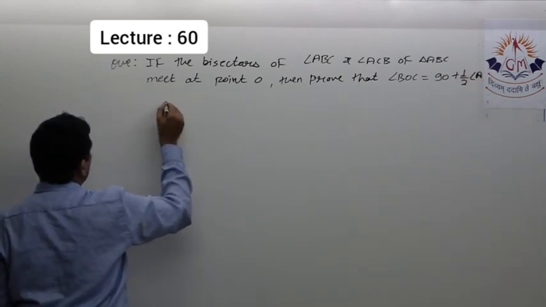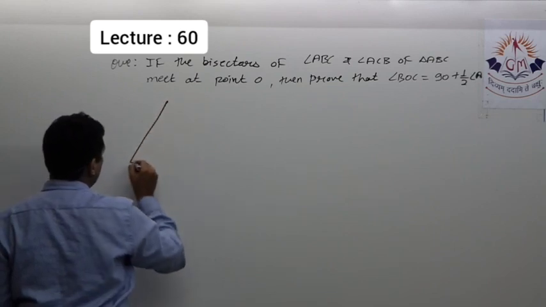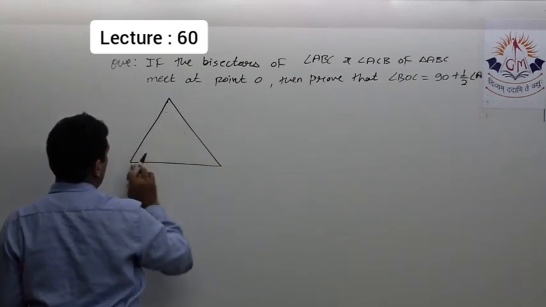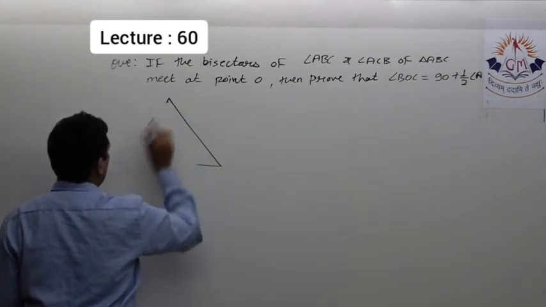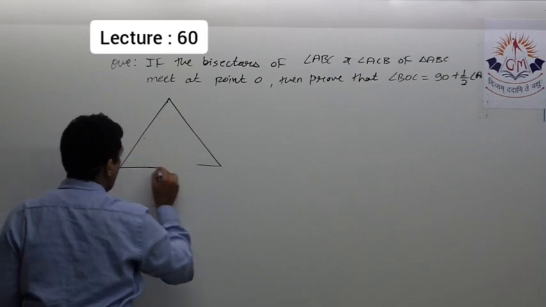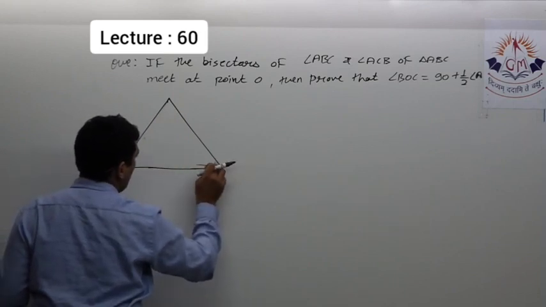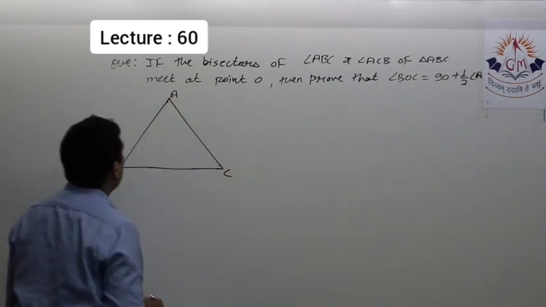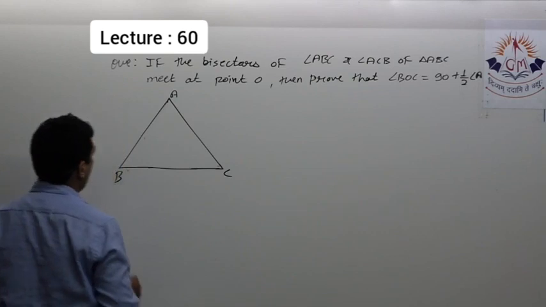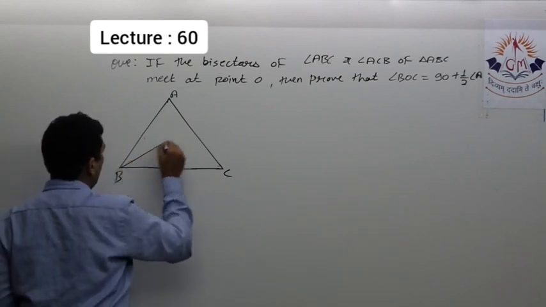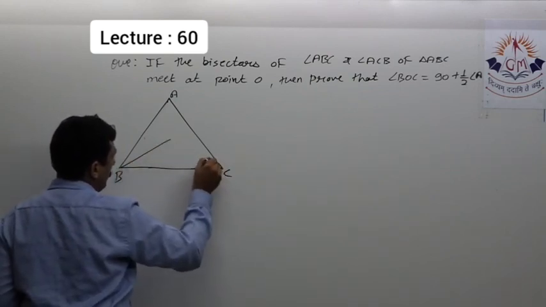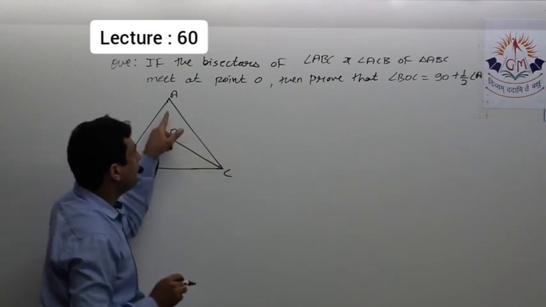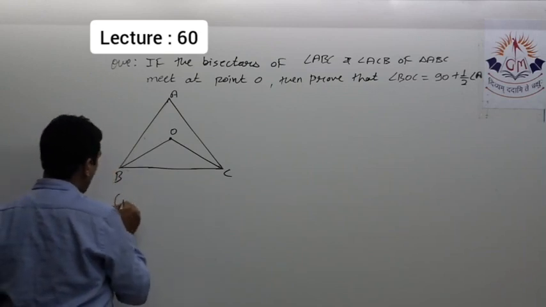So let us see. This is the triangle that we have been given, triangle ABC. Now the bisector of angle ABC and the bisector of angle ACB are meeting at O, so you have to prove angle BOC equal to 90 plus half of angle A. So let us see how to prove it.